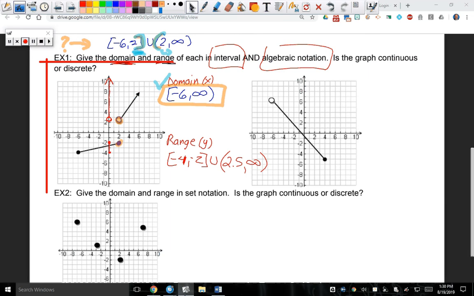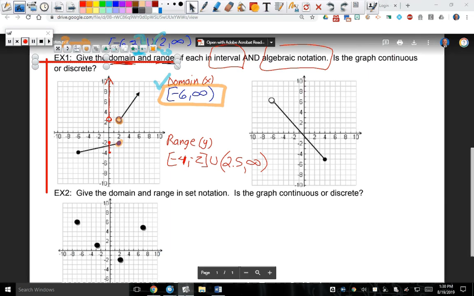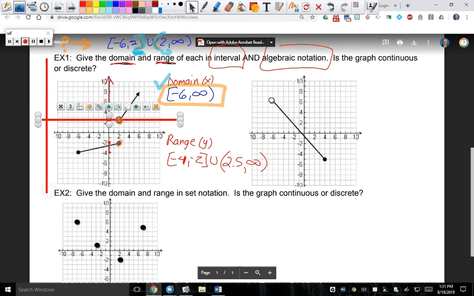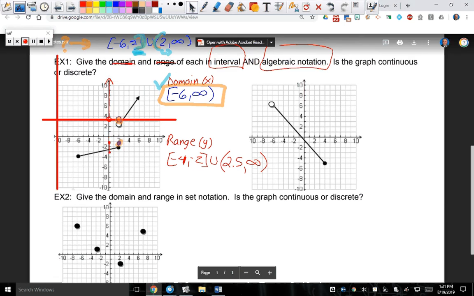Let me show you that on the graph. So, scrolling down. Right here, at 2 on the graph, it's open. It does not exist y-wise. It does exist x-wise. Let me bring that back.